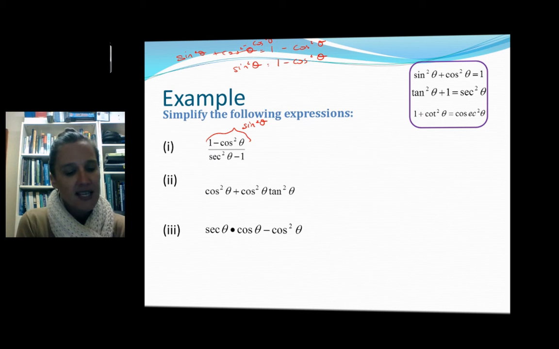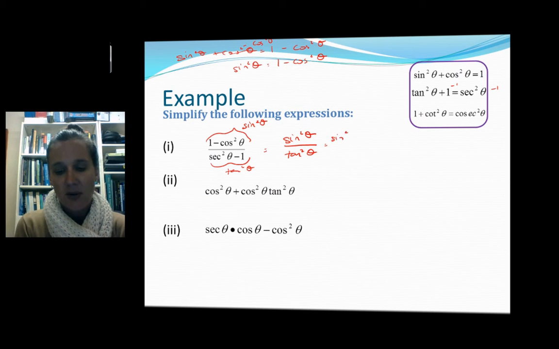And here we've got sec squared theta minus 1. If we do the same with this second identity, we're going to minus 1 and minus 1. So that will become equal to tan squared theta. So here we put sine squared theta on our tan squared theta. And we know tan squared is sine squared divided by cosine squared. So we can follow that through.